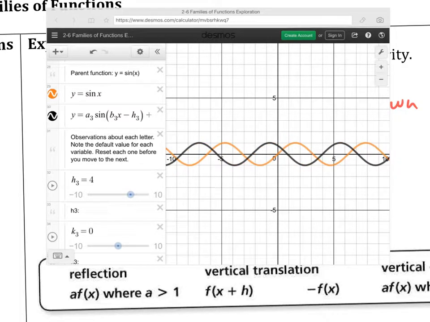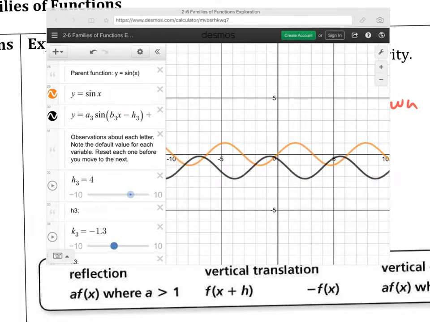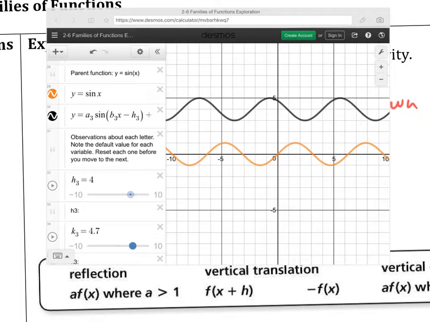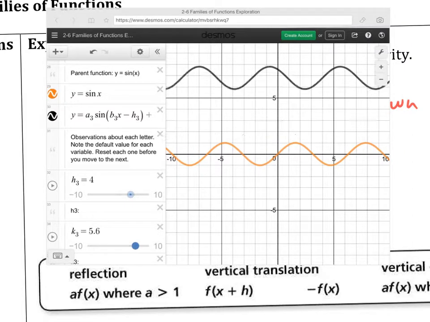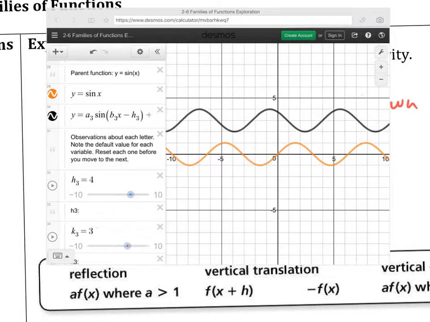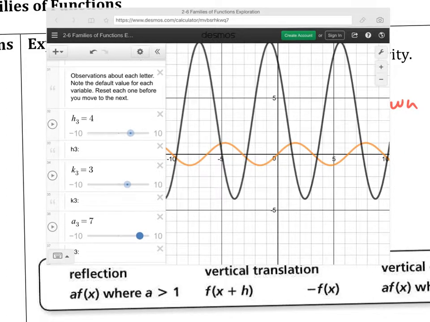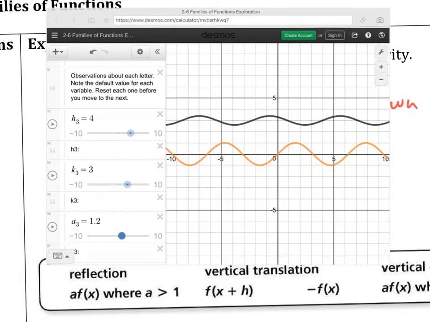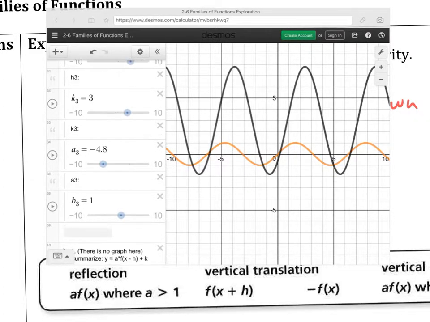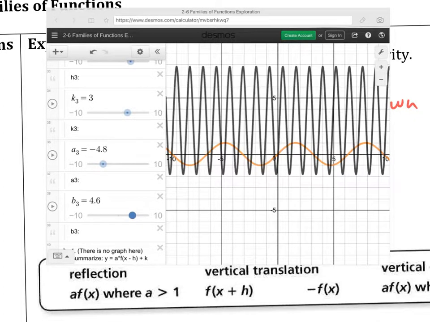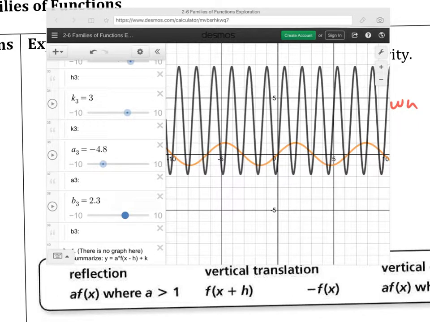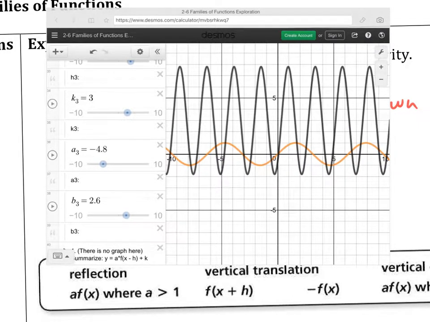All right, and as I adjust the k, which I'm adding on the outside, it just moves it up or down. And continuing on, as I adjust the a, which is the multiplication part, it just makes it larger or squashes it down to smaller or flips it upside down. There's one more here, b. What b does is adjust whether it's going to be tighter or not.